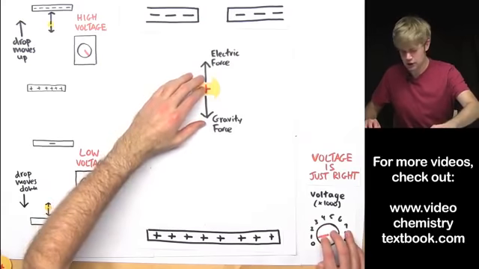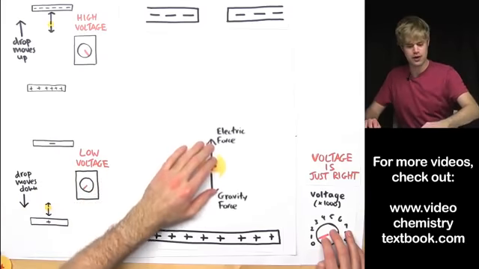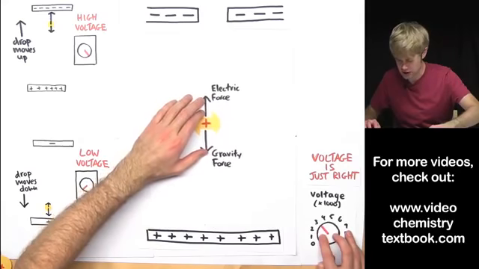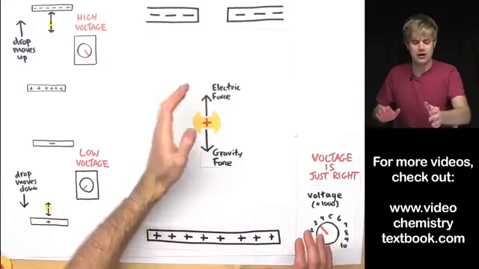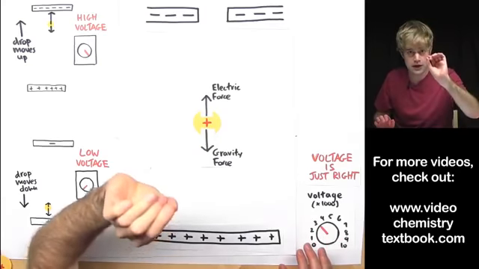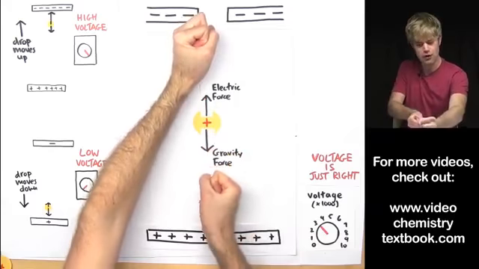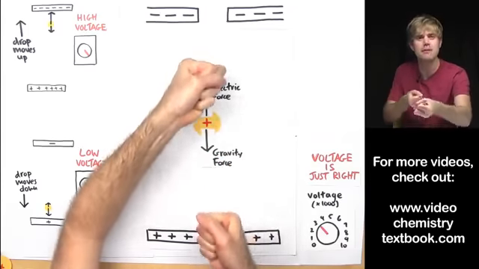If the voltage is a little too low, the electric force is going to be smaller, so then the gravity force wins and the drop moves down. But if we get the voltage just right, the drop isn't going to move up, it's not going to move down, it's just going to float in midair. And that's because the electric force and the gravity force are both pulling, but they're pulling the exact same amount.